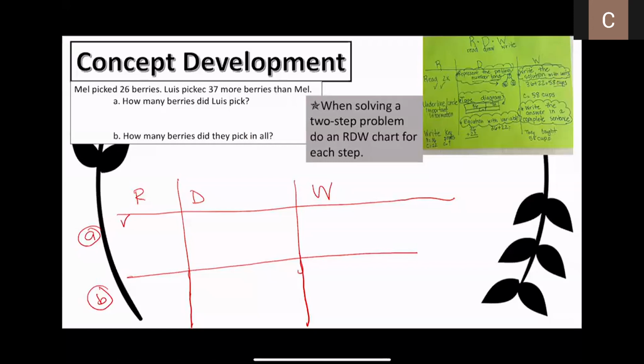I read it once. I will put my check mark there. I read it again. Mel picked 26 berries. Luis picked 37 more berries than Mel. A. How many berries did Luis pick? B. How many berries did they pick in all? I read it again, so I make sure I put my second check mark.